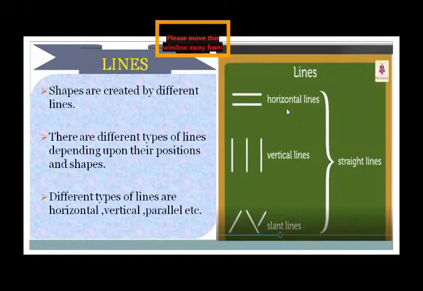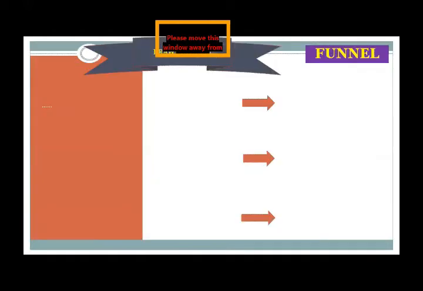With the help of these lines, we create shapes. What will we do? We will create shapes and objects with the help of these lines. Everybody keep in mind: horizontal lines, vertical lines, slant lines and straight lines. Okay. Now this is about your object time.